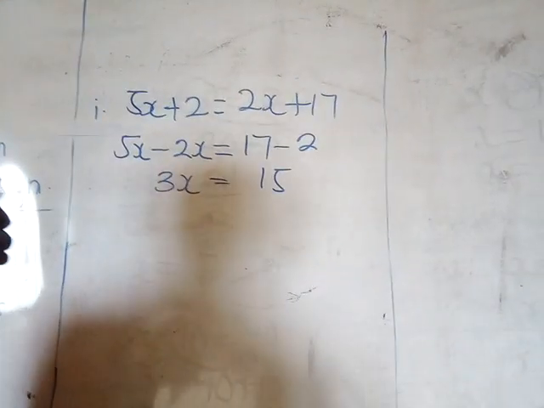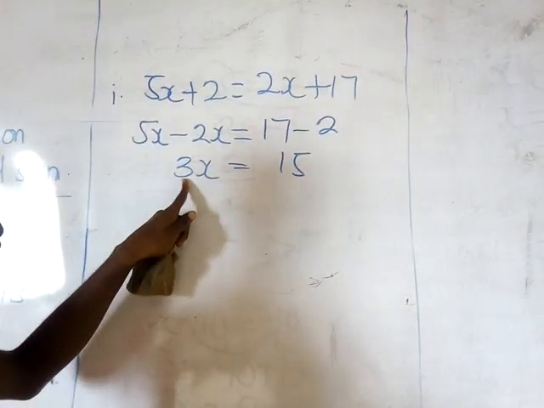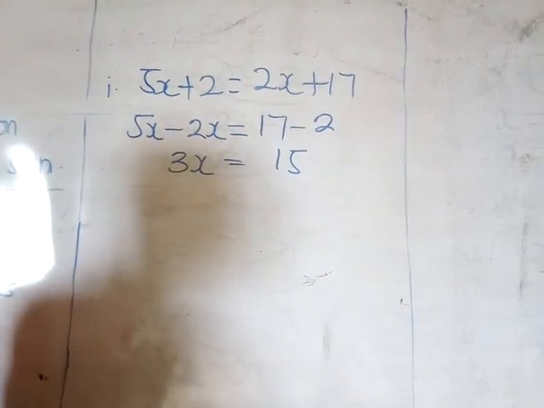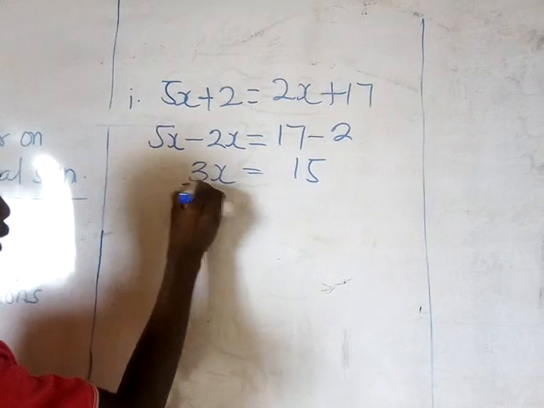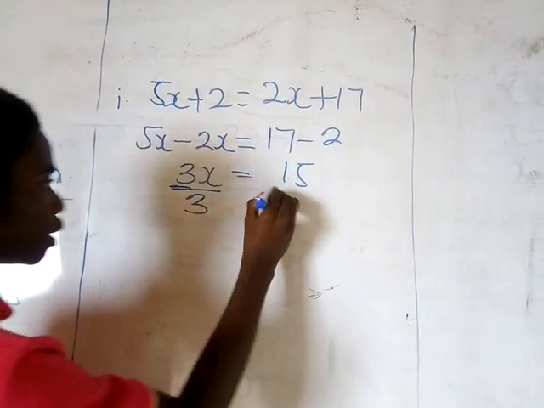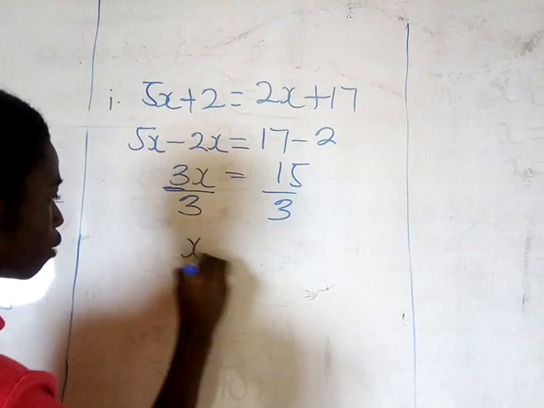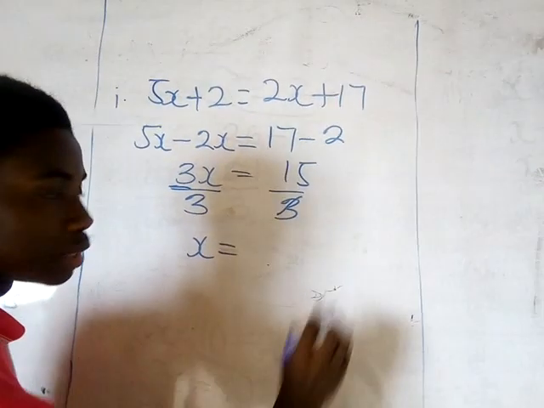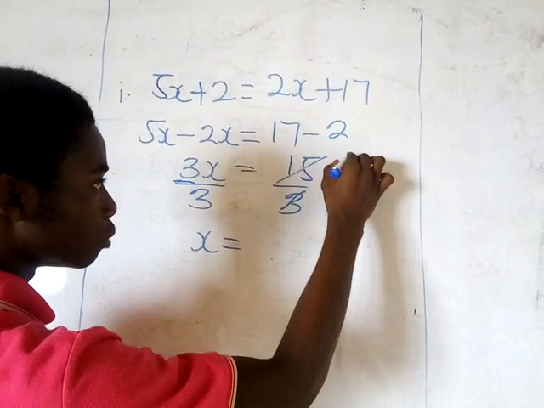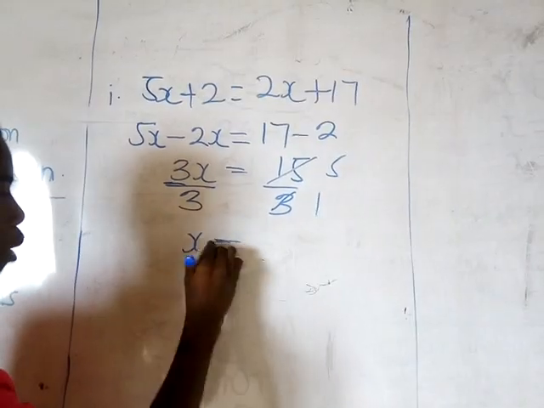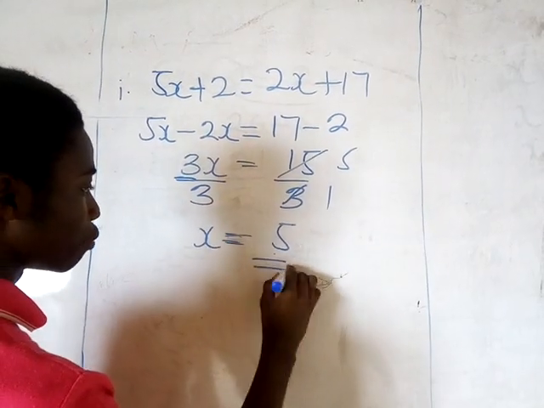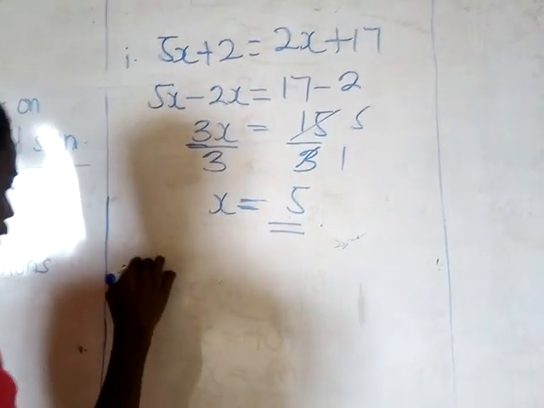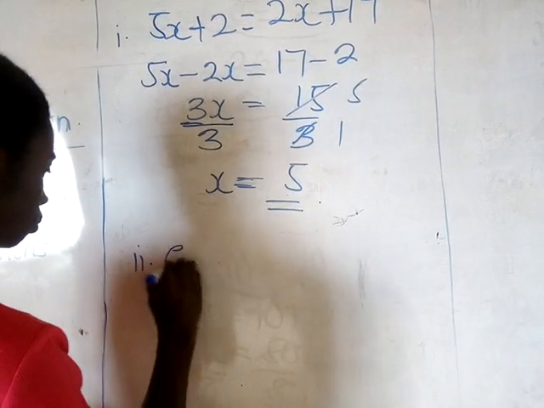Then here you divide both sides by the coefficient of x. And here the coefficient of x is 3. So you divide both sides by 3. So therefore x, 3 cancels itself, 3 goes into 15 five times. So therefore x is equal to 5. Let's see the next example.